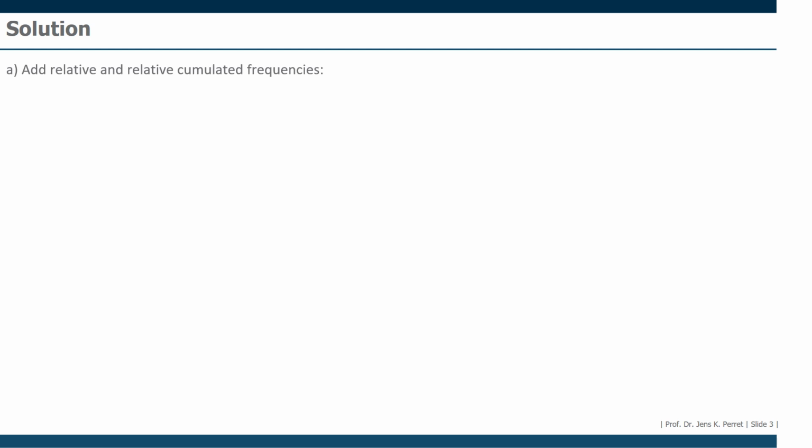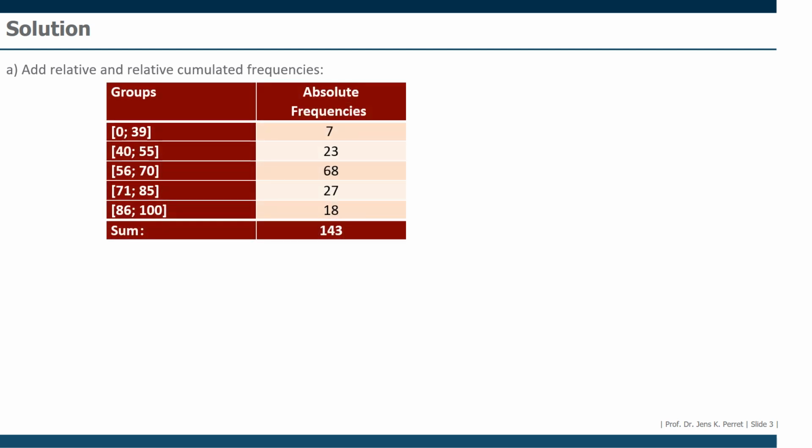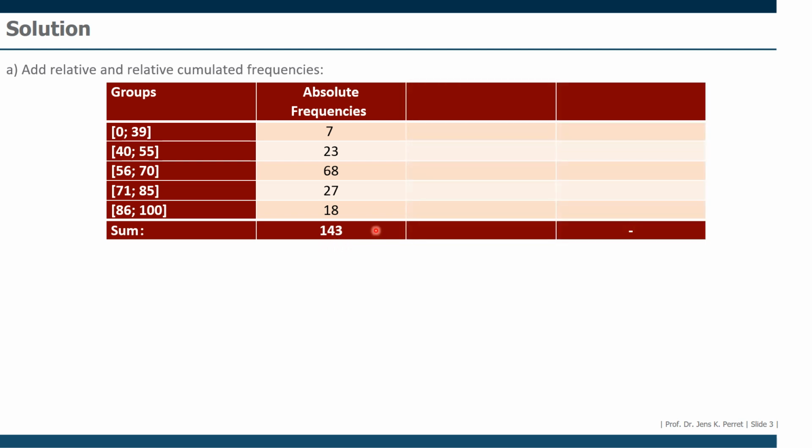So we're going to start with part A with the relative and relative cumulated frequencies. We're going to take our original table and add down here the sum of all observations. So we're simply going to add up all absolute frequencies. Now we're going to divide each of the absolute frequencies by the 143, giving us in the next column the relative frequencies. So 7 by 143, 23 by 143, and so forth.